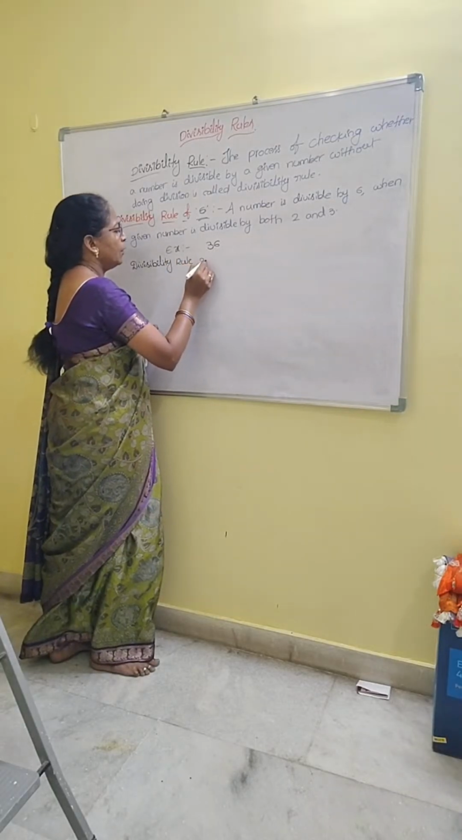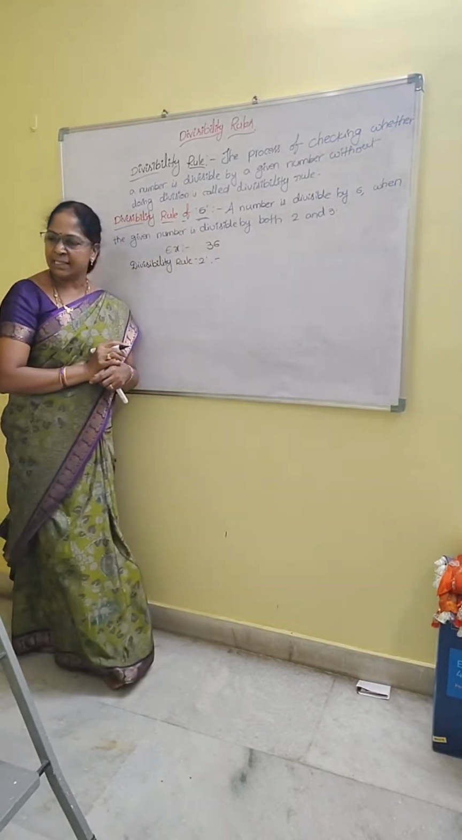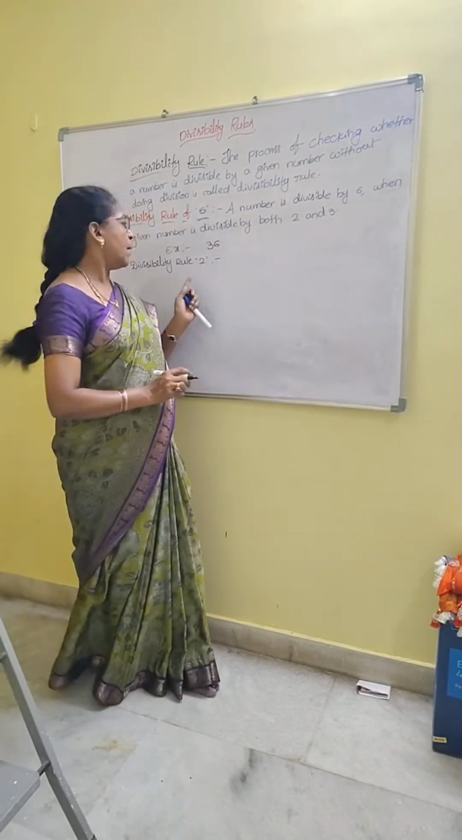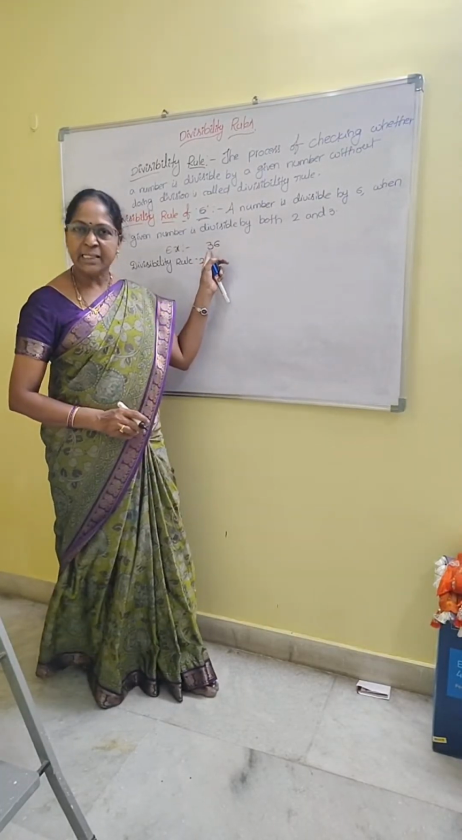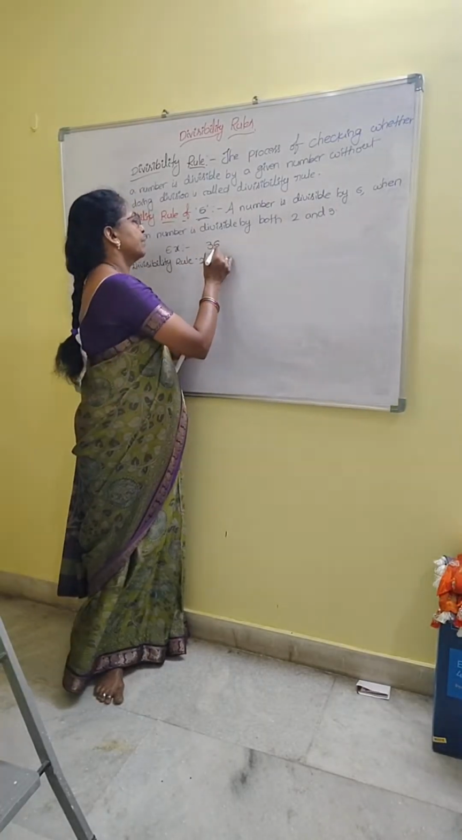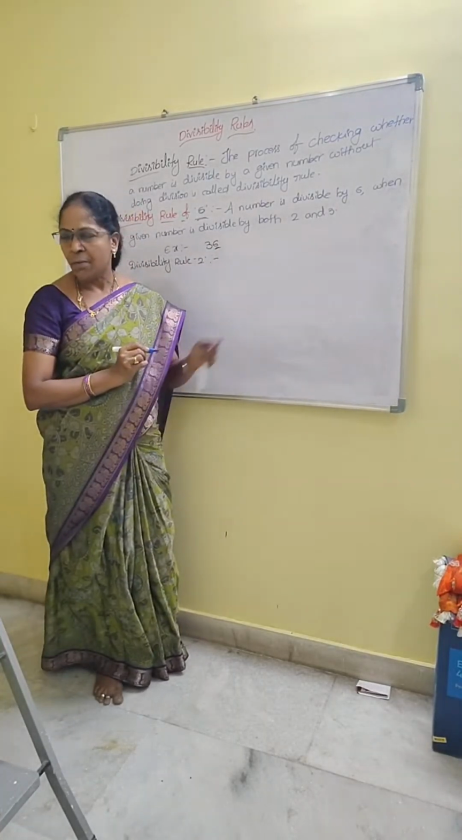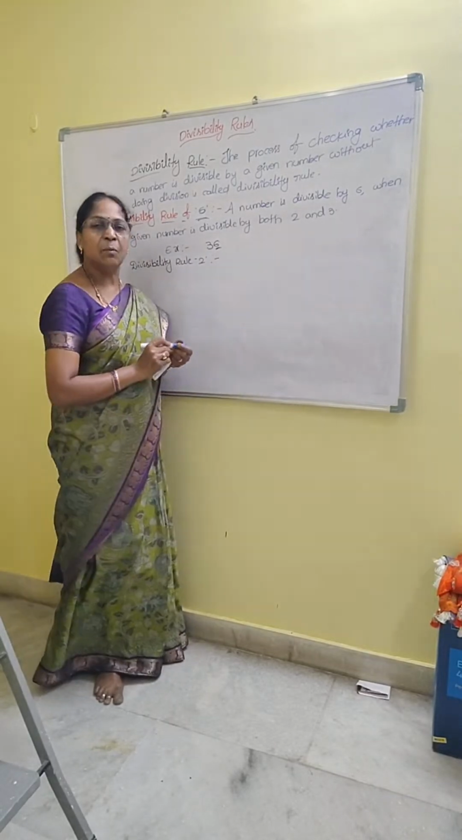Divisibility rule 2. First you have to check it. The given number is 36. Is this number divisible by 2? Yes. Why? Because in this number, the unit digit place of the number is 6. So 6 is an even number. So it is divisible by 2.